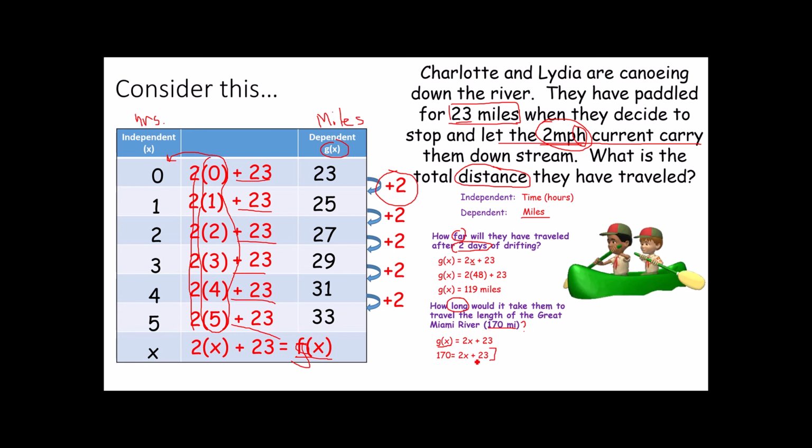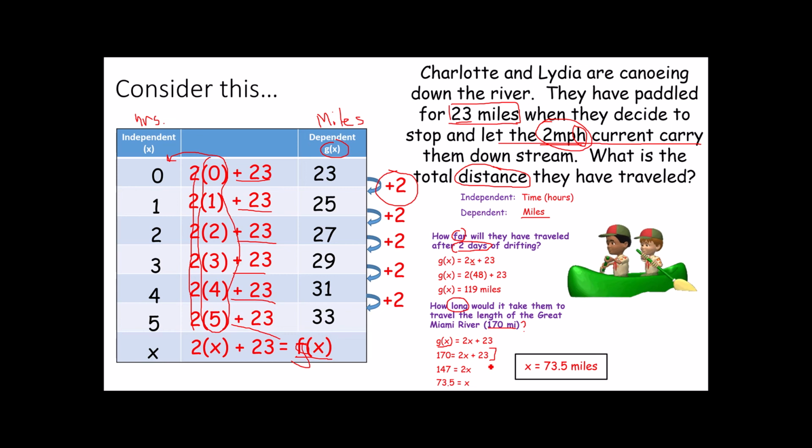How do I get rid of a plus 23? The property of equality says subtract 23 from both sides. And of course you would write that out, but I didn't because I'm running out of room here in the slideshow and you're already getting pretty good at this. To get rid of a times 2, we would use the property of equality and divide both sides by 2.